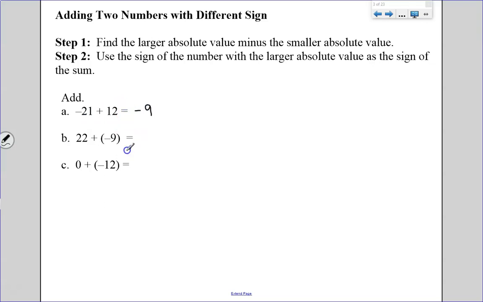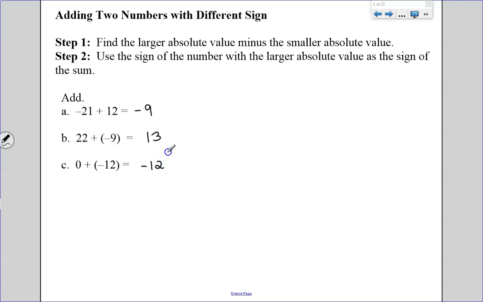In the second example, I'm adding a positive number to a negative number. They're different in signs. I'm going to find the difference, which would be a 13. I'm going to use the sign of the larger, which the larger one is positive, so the answer is positive 13. Finally, in this one, when I add 0 to any amount, it's not going to change it. So this would still result in having a negative 12.